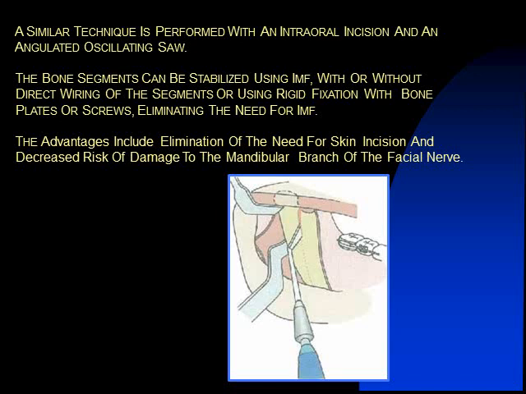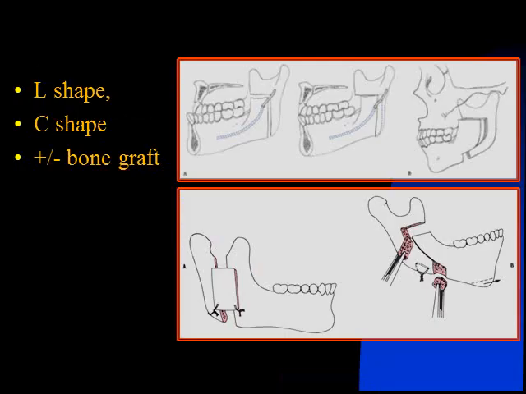either extraorally or now intraorally, by the advanced technology and advanced methods of bone cutting machines or saws that are angled and could be used intraorally. It could be done with different shapes of cuts, L shape osteotomy or C shape, plus or minus bone graft, in which if the bone is moved apart, we have to put a bone graft in between to keep the bony contact and provide good healing.